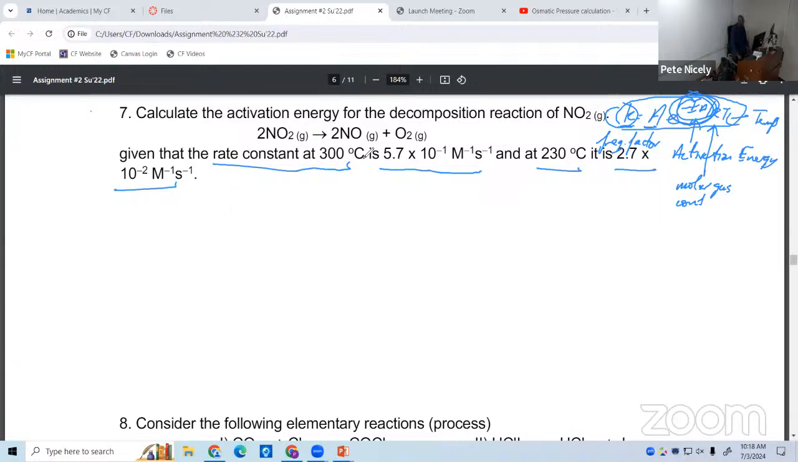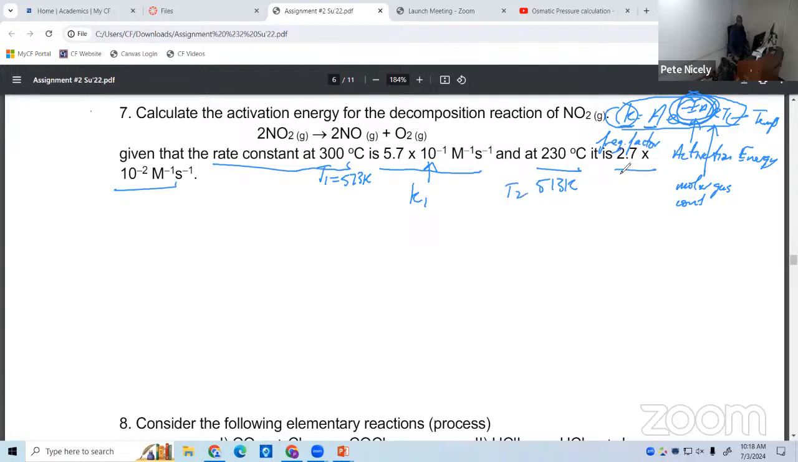All right, so basically you're given a particular temperature. I'm going to call this T1, and we have to convert this to Kelvin. So we have to add 273 to this. If you add 273 to 300, that gives you 573 Kelvin, right? So I'm going to call this temperature T1. I'm going to call the corresponding rate constant for that K1. And then for T2, again, you have to add 273 to 230, and you're going to get 513 Kelvin. So this is T2.